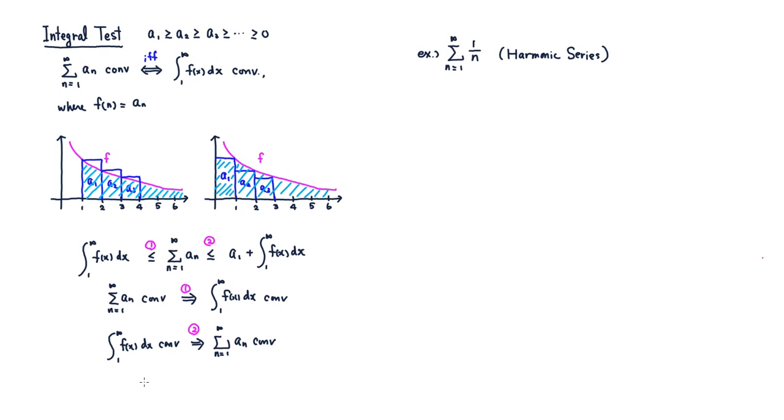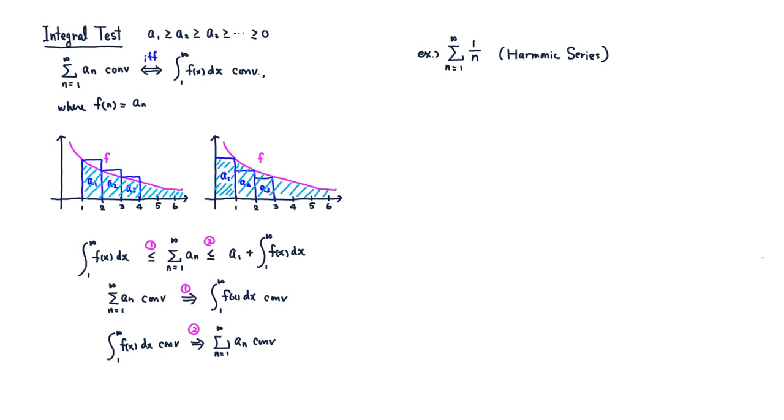If you want to know the convergence of the series, you look at the corresponding improper integral, which hopefully we can evaluate. If the improper integral converges, then the original series is convergent. If the improper integral diverges, then the original series also diverges. Let's look at a simple example. Let's look at the harmonic series, because we already know the answer: the harmonic series is divergent. But let's try to show that using the integral test.